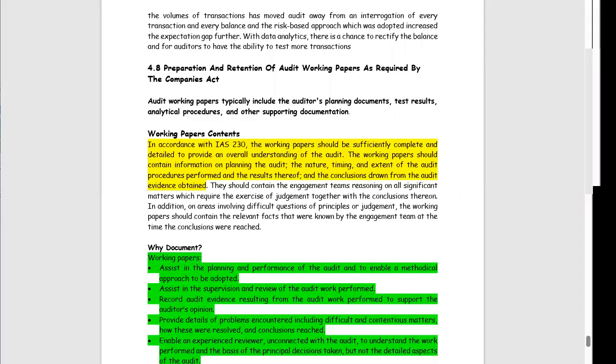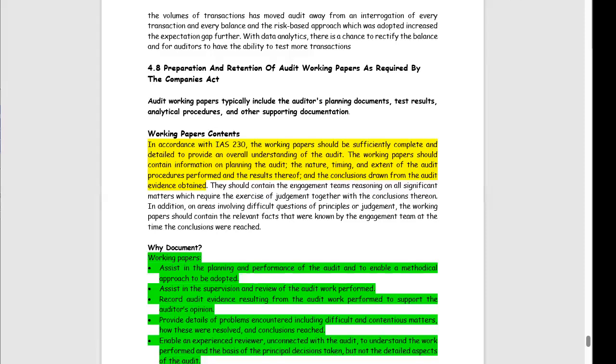Number two, they assist in the supervision and review of the audit work performed. A very good example is an audit program, which is used to issue instructions to the audit assistants regarding the audit procedures to be undertaken and the audit objectives to be attained. And at the end, the working papers also facilitate a review of the work performed.